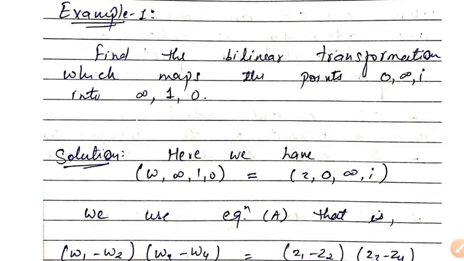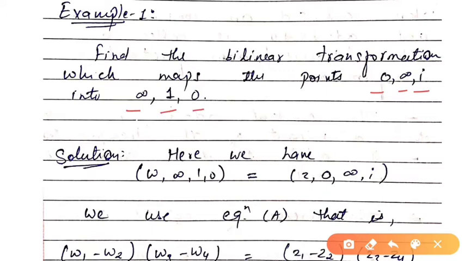See, example 1. The question is, find the bilinear transformation that maps the points 0, infinity, I into infinity, 1, 0. See, here we are having two types of points, that is W1, W2, W3, W4 and Z1, Z2, Z3, Z4. Here these points are mapping onto these particular points. So these are the points of W and these are the points of Z, but we are having only 3 points over here.